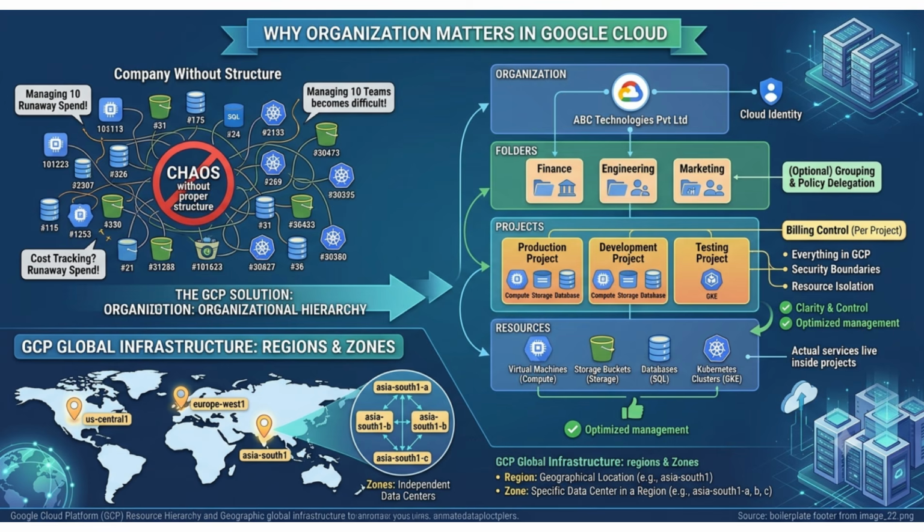Folders are optional. Projects. Projects are the most important concept in GCP. Everything in GCP belongs to a project. Examples: Production Project, Development Project, Testing Project. Projects provide billing control, security boundaries, and resource isolation.